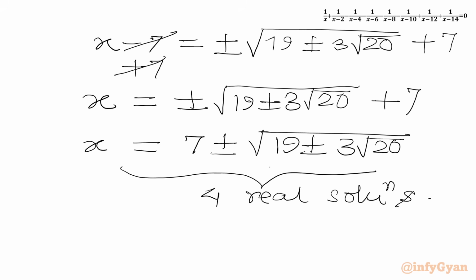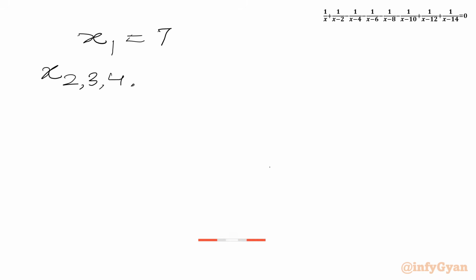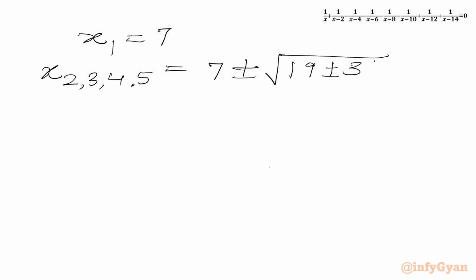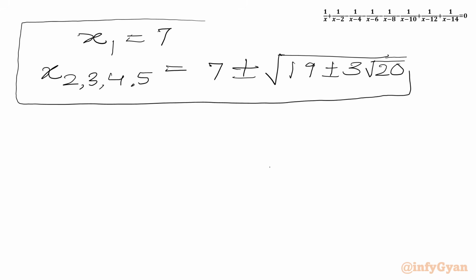And the first real solution was x equal to 7. So I will write x1 to x5. So x1 will be equal to 7, and then I can write x2, 3, 4, 5 will be equal to 7 plus minus square root of 19 plus minus 3 times square root of 20. So we have 5 real solutions for our equation.